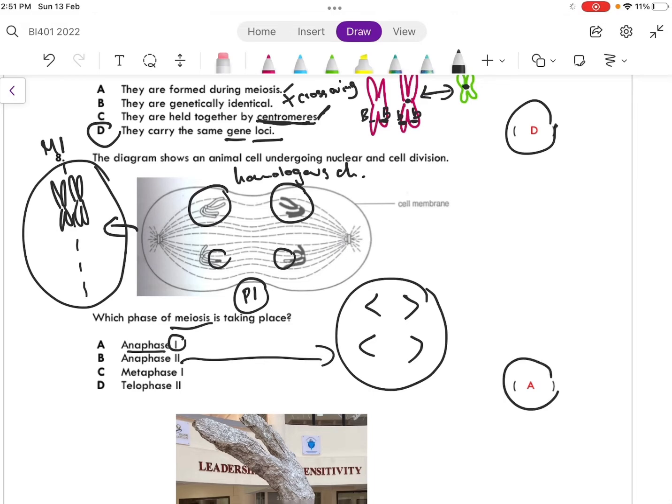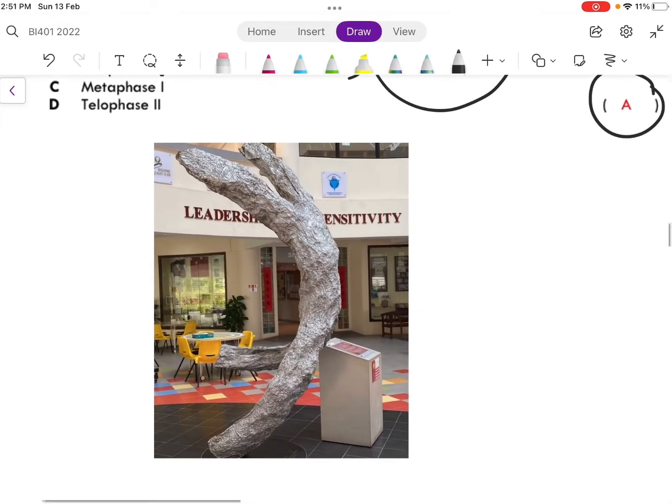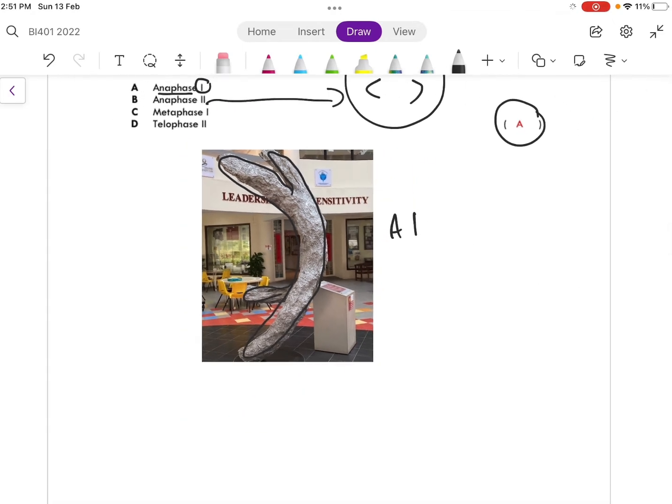So the best answer is A, and that's why I gave this little fun activity to ask you, what phase do you think this particular chromosome in our atrium looks like? It's actually in anaphase 1, right? Because we see an intact chromosome with 2 sister chromatids. So that was just a little fun activity for us.